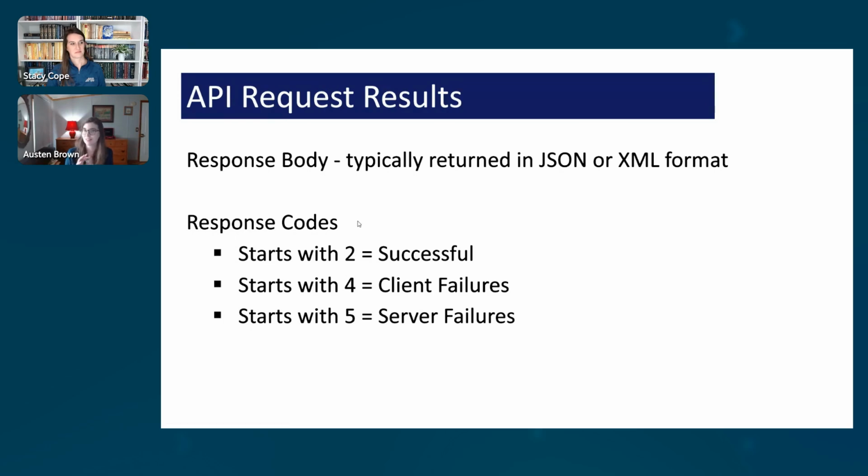There are a lot of different numbers that begin with 2, 4, or 5, but for the most part, this is what you need to know. Numbers that start with 2 are successful. You're going to see a lot of 200s. That means your call worked successfully. If you see a number that starts with a 4 or 5, there's some sort of failure involved. The good news is the documentation from Blackbaud for APIs includes information on possible failure codes and what that means for your call.